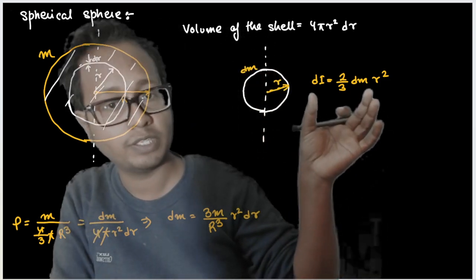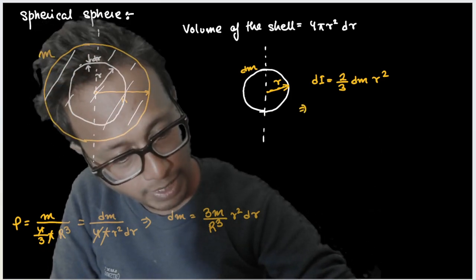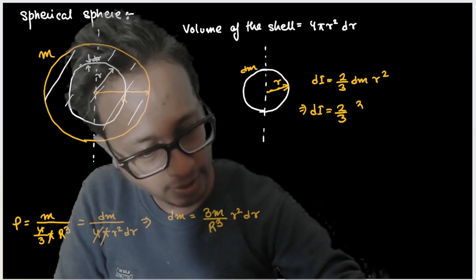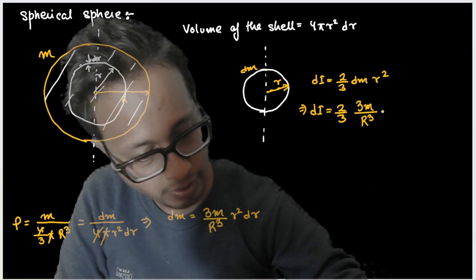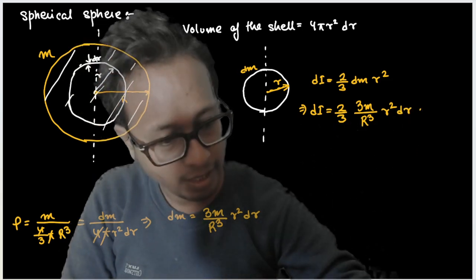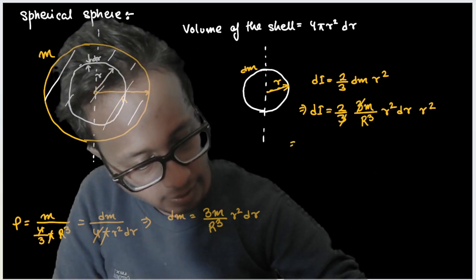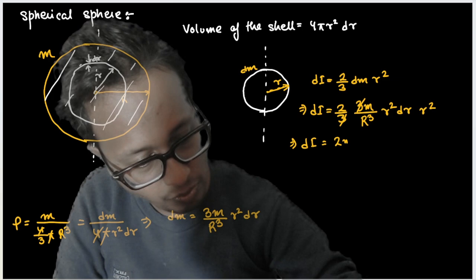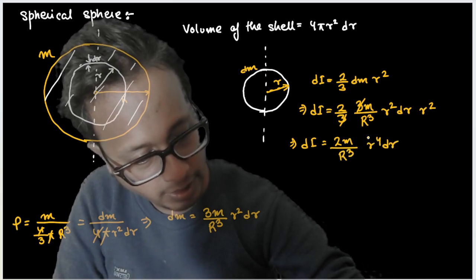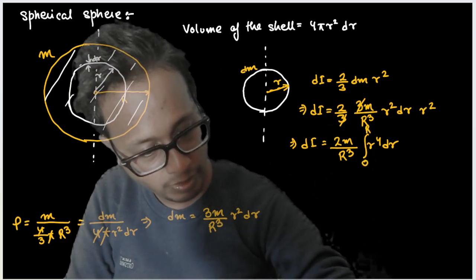Now, to find out the moment of inertia of a spherical sphere, I use elemental shell. So from this equation, I get dI is equal to 2 by 3. What is the value of dm? dm is nothing but 3 into mass by R cube into r square dr. This is nothing but dm into r square. This r square also has to be brought in, no? So 3 and 3 would get cancelled. So dI is nothing but 2m by R cube into r square, r to the power 4 dr. And the limits of integration are from 0 to capital R, isn't it? 0 to capital R.